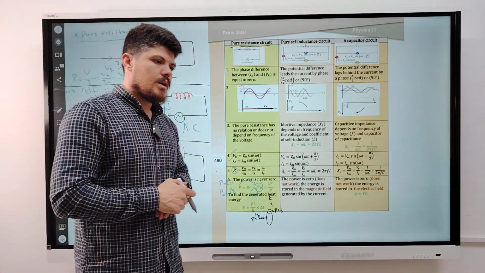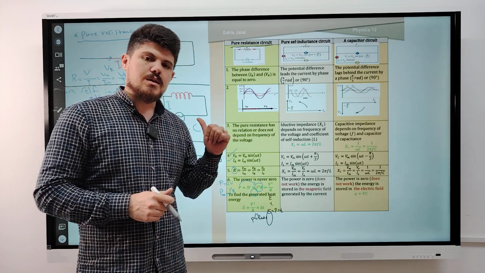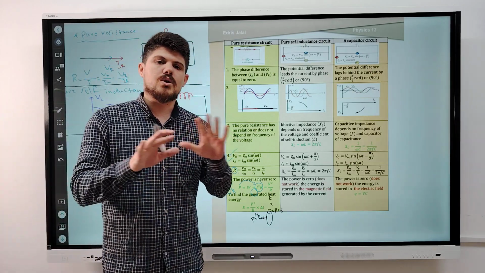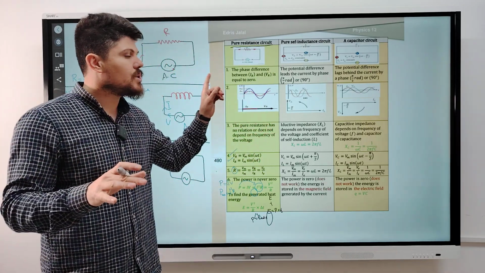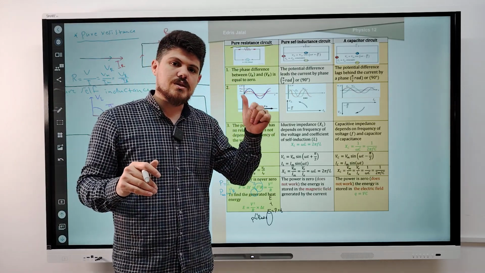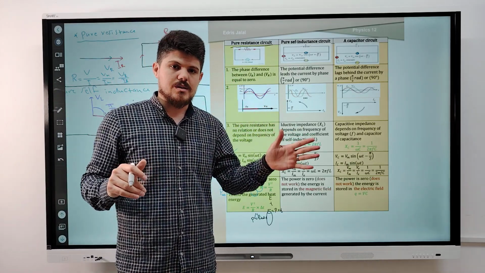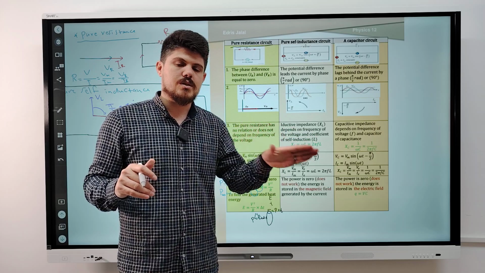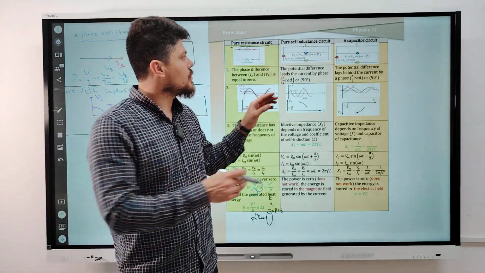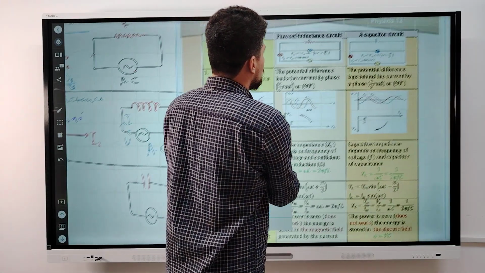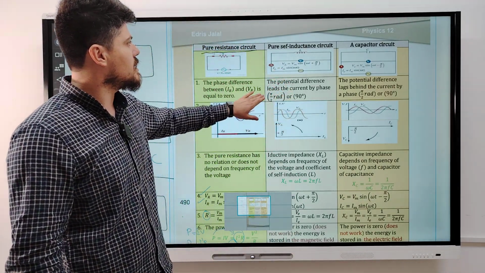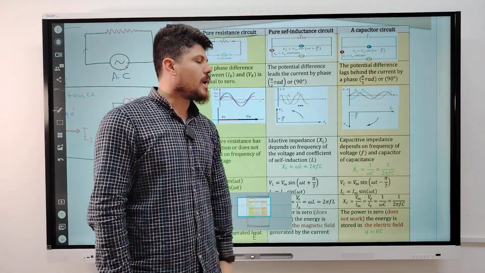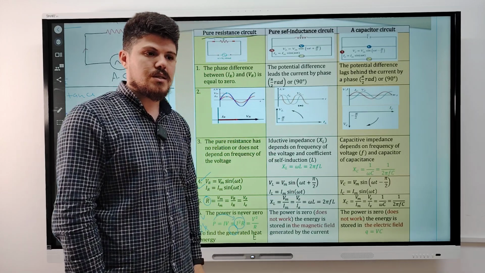So it means that the current and the potential difference are out of phase. But in pure resistance, the potential difference and current are in phase. There is no phase difference. Phase difference between them is 0. But in pure inductance, phase difference is not equal to 0. In pure inductance, phase difference is pi over 2 rad or 90 degrees.